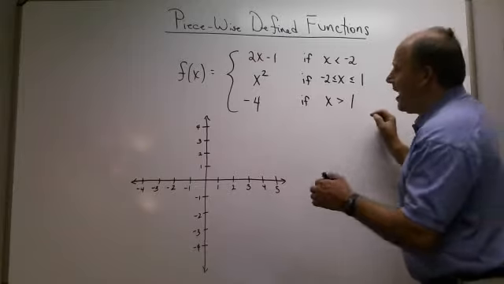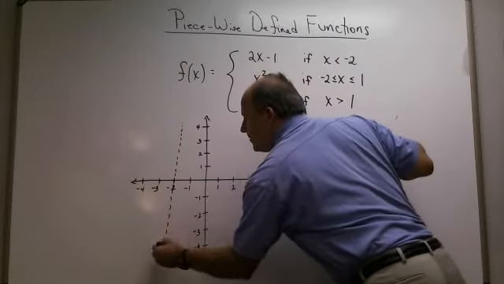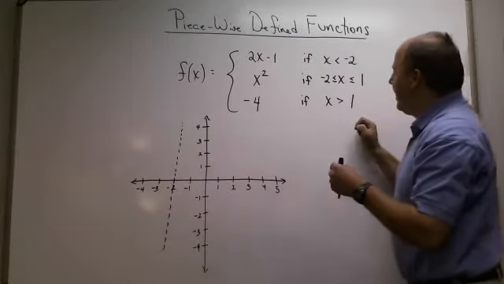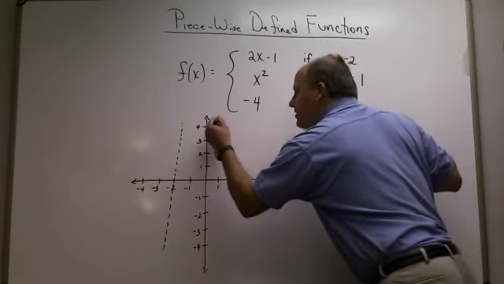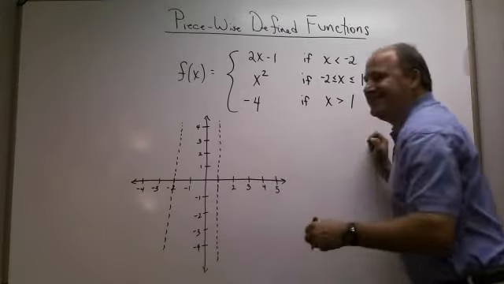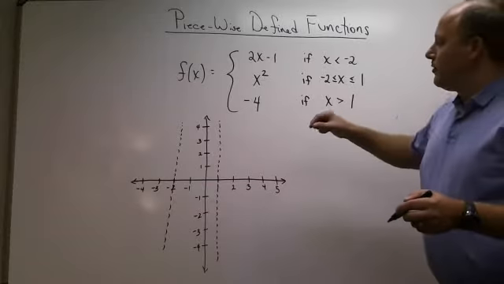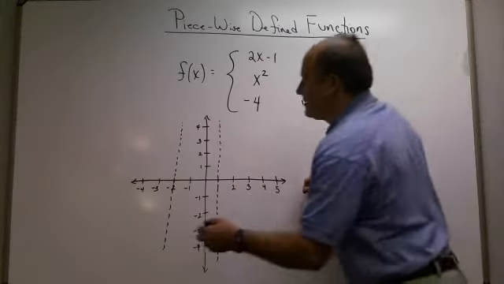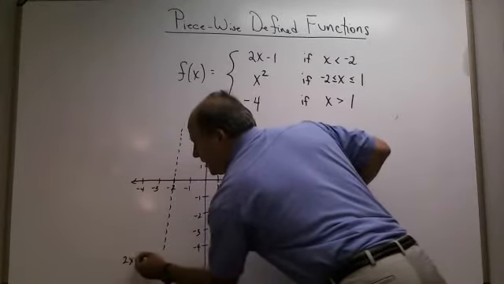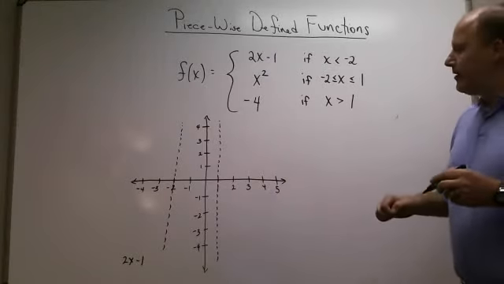So I use these as the breakpoints. At -2, it's defined one way and it changes, and at 1, it changes over to something else. These little dotted lines I am drawing are not asymptotes, if you're familiar with those. These are just breakers. On the left side of -2, it's defined to be 2x minus 1, so I put 2x minus 1 down there just as a reminder.